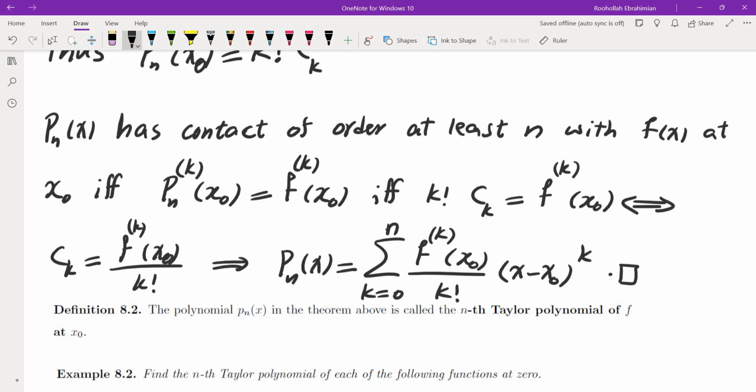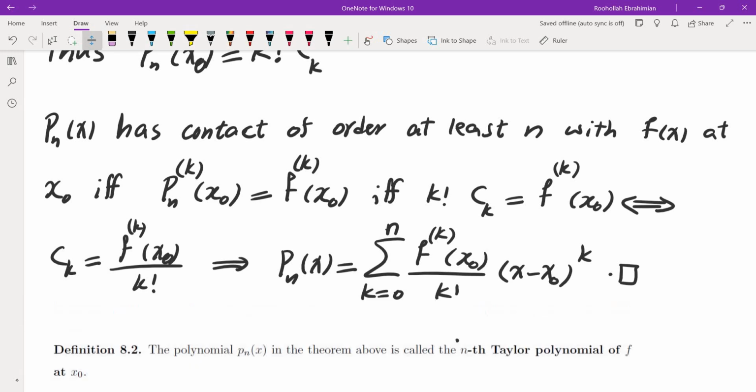K equals 0 to n. So what we just showed is that there is exactly one polynomial of degree at most n that has contact of order at least n with a given function.